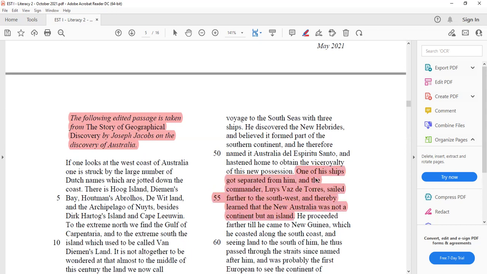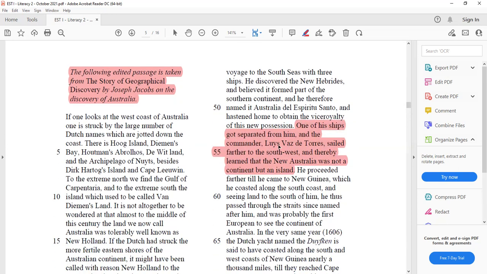Okay, it's complete. One of his ships, take care, we're still talking about the man whose name we said before, got separated from him. Why don't you take a line before? I'm not going to take a line before because this is mentioned in the previous evidence. One of his ships got separated from him, and the commander, Louis Vaz de Torres, I think that's the name we are searching for, sailed farther to the southwest and thereby learned that the new Australia was not a continent but an island. So maybe this is one of the choices I'm going to choose, because it talks about the name we are searching for. Let's go to the line after that because we're not sure.